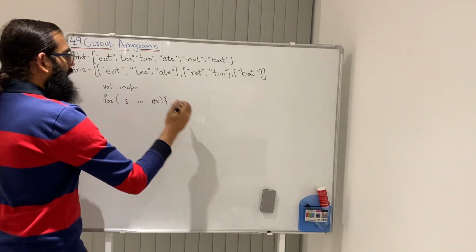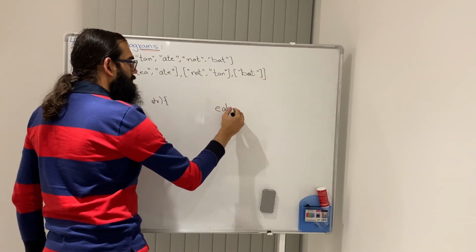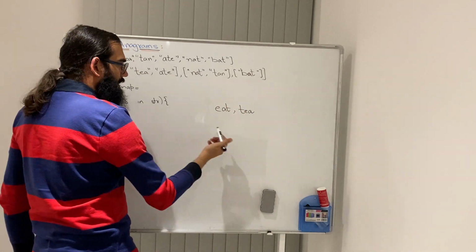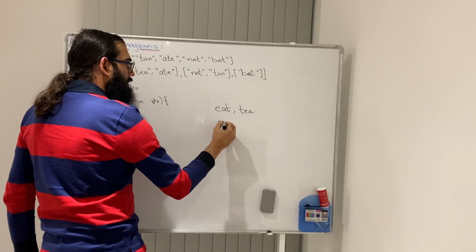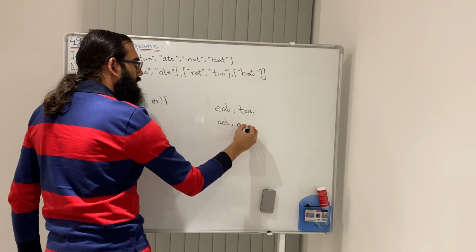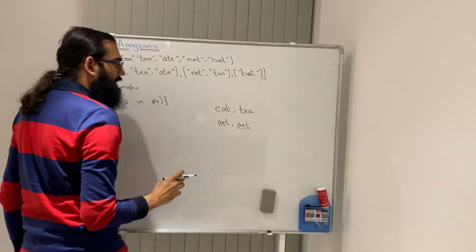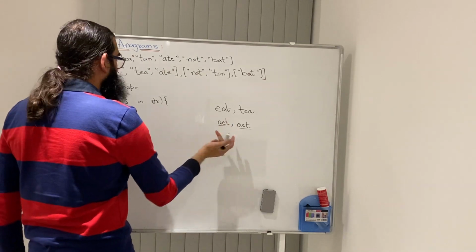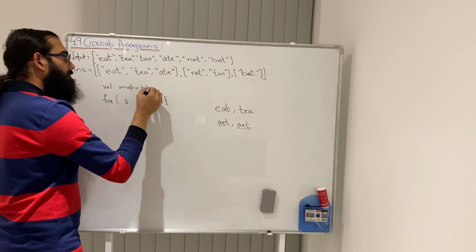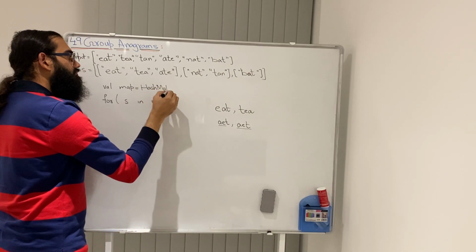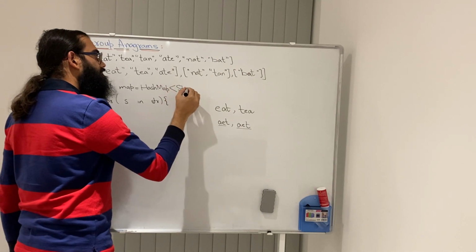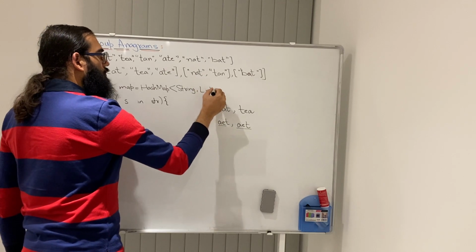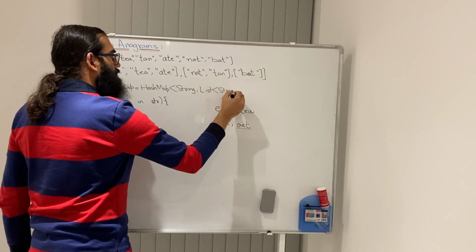For example, I have EAT. Once I sort it in ascending or descending order, it will create AET. And for TEA it will also be AET. So it means it's the same. I can say this is my key. So the key is a string. I have a hash map, whose key type is string. And what is the value? The value is a list of strings, basically.